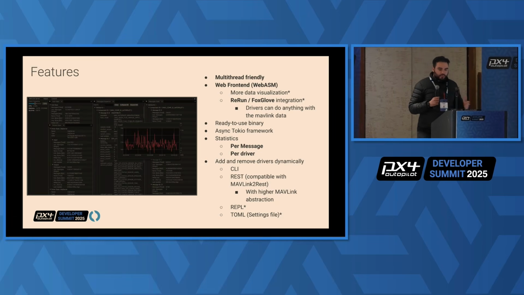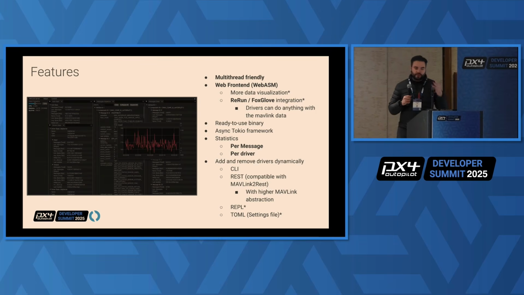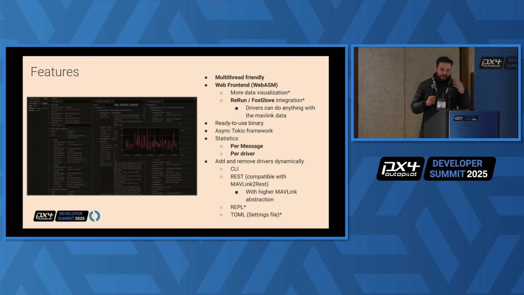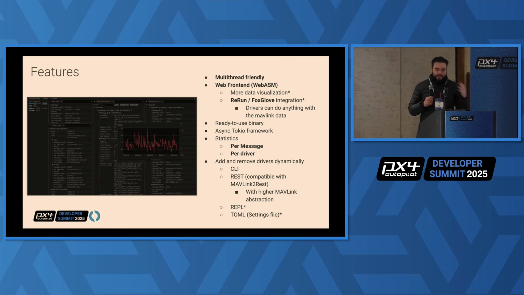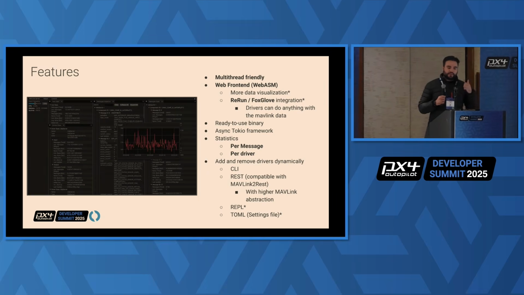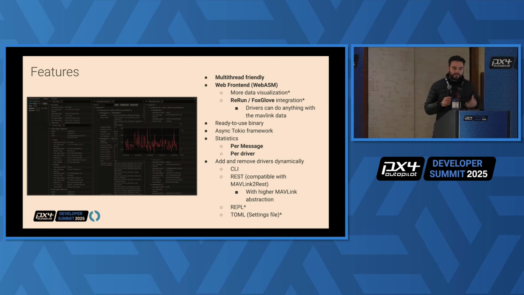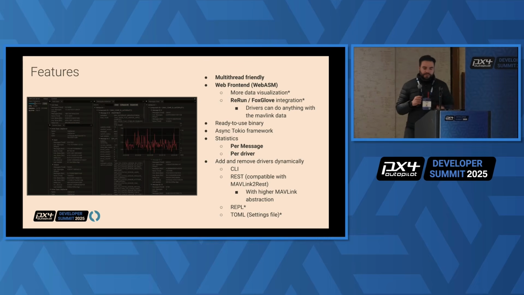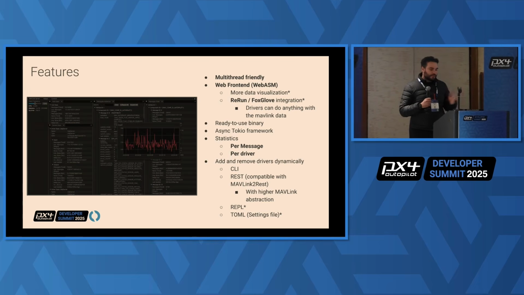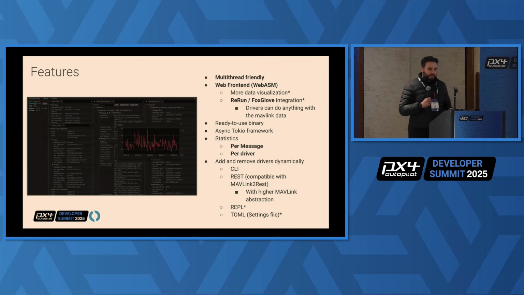It has support for Rerun and Foxglove integration, so you can visualize the MAVLink data directly from them. It has ready-to-use binaries. It uses the async Tokio framework on the backend. And you have statistics per message and per driver. So if you want to check the latency or the jitter of a specific message, or see if a driver is failing or not working as expected, or the network is just having problems, we have all this information available.